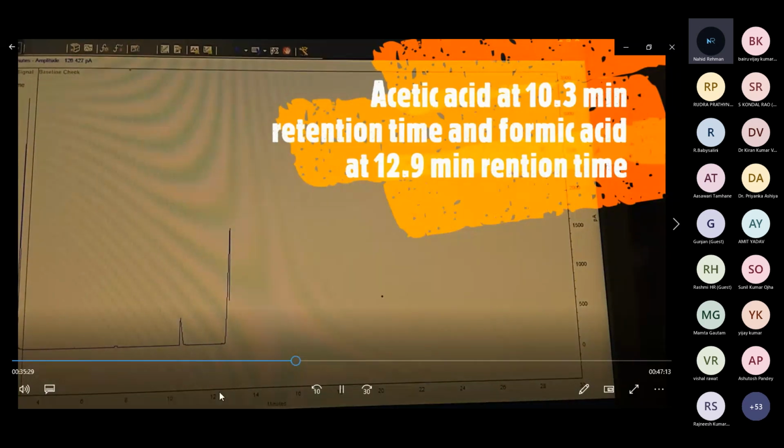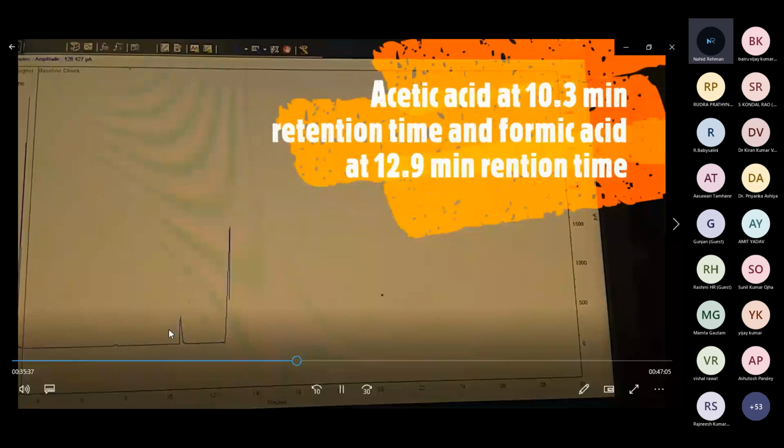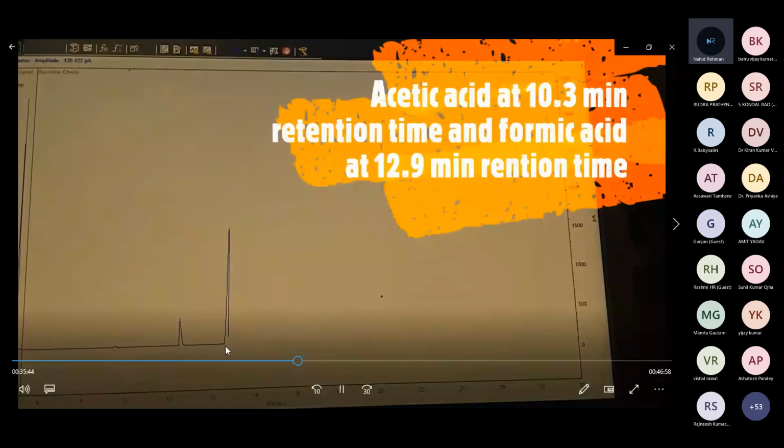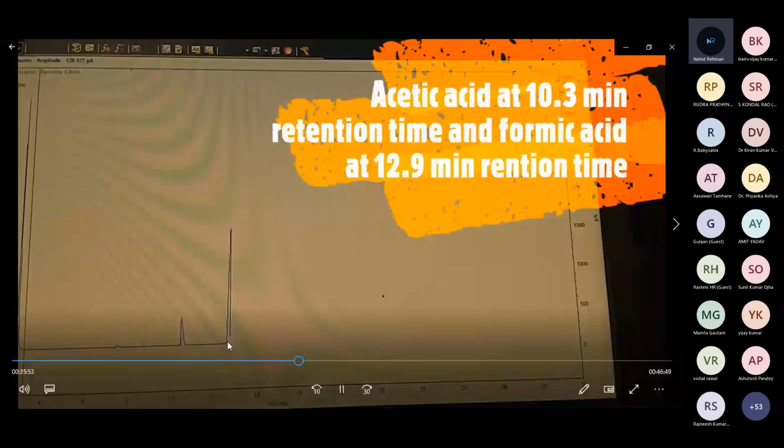And then you are getting another peak at 12.9, and you know that this chromatogram is running, this is coming out of the detector and giving you the results. So you see that it is the formic acid which is coming out from the column and getting detected. So this gas chromatography is a highly precise technique for estimation of the metabolites.